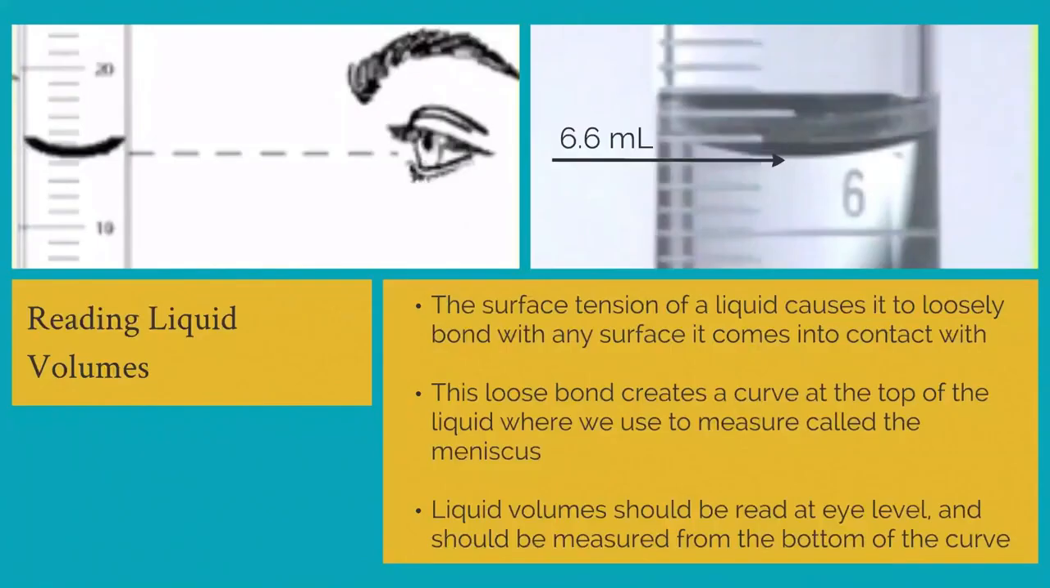Now an example of reading liquid volumes. The surface tension of a liquid causes it to loosely bond with any surface it comes in contact with. So that loose bond creates a curve at the top of the liquid where we measure, called the meniscus. So liquid volumes should be read at eye level and should be measured from the bottom of the curve. You can see here an example in the top left of somebody at eye level reading that curve, and then in the top right, we have an actual meniscus that you can see is right at 6.6 mLs. When we zoom in, you can see that it's right there at the bottom of the curve that we measure from.